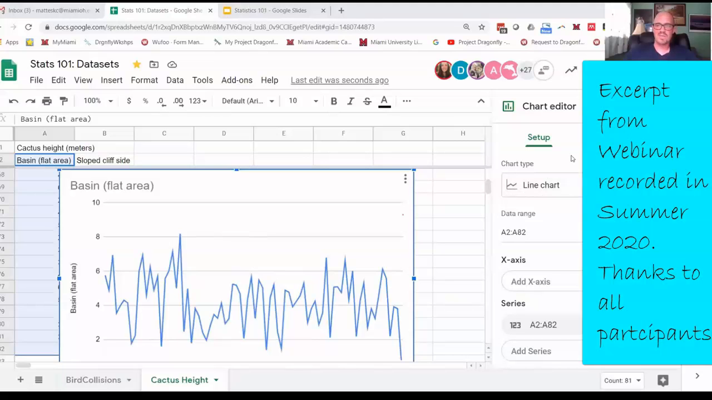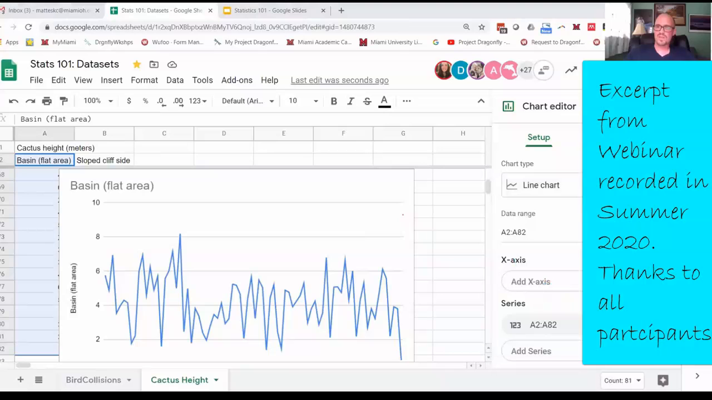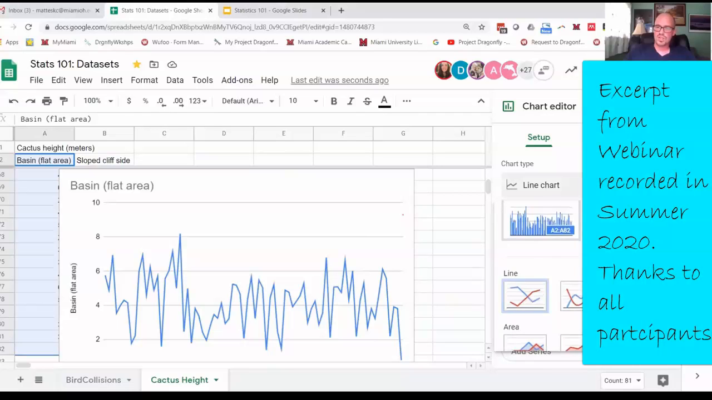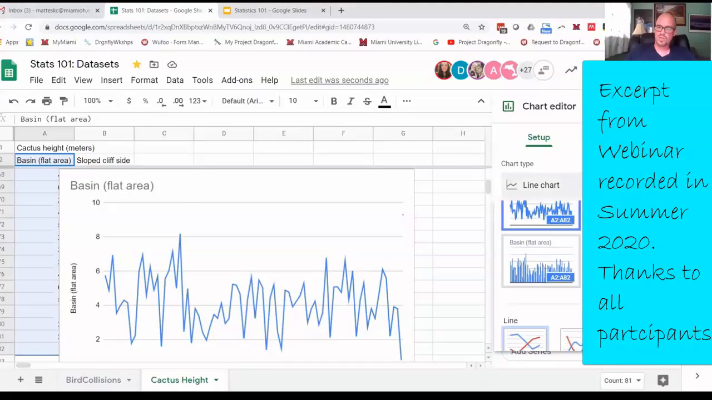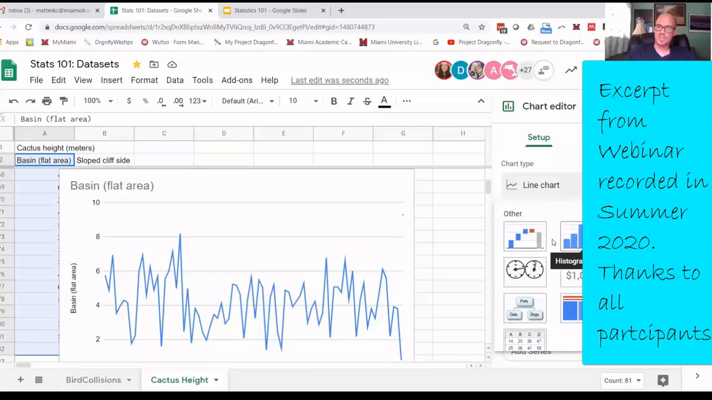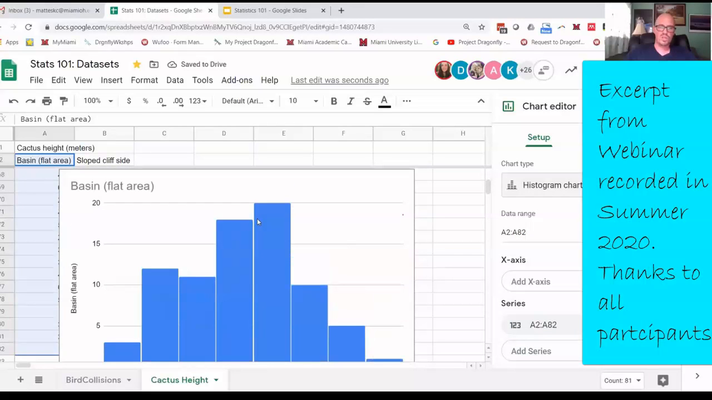Anyway, you can change it by going, whoops, close out the chat for a second. Line chart, and it's going to give you some suggestions. You just scroll down. Now there is histogram here, which is what I want, but I'm not sure if it's showing that to me because it knows me or why. You never know with computers these days. If you go down to other, you'll see histogram chart. So I'm going to click that, and now we have what's called a histogram.